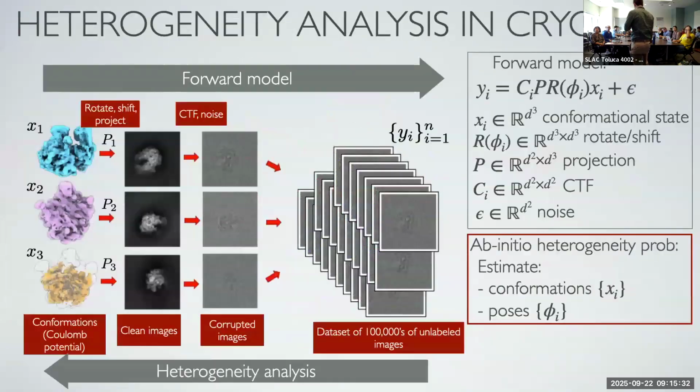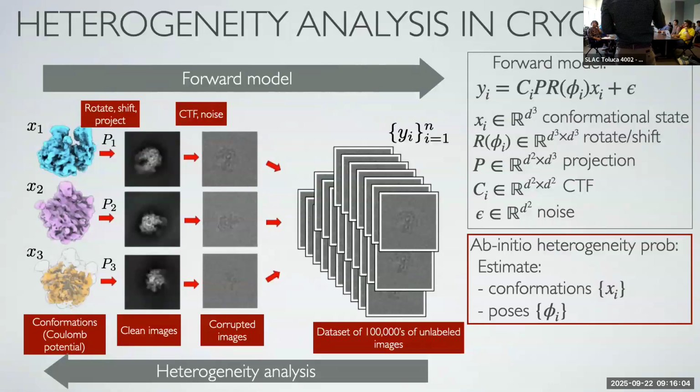So here's a mathematical description of heterogeneity analysis in Cryo-EM. What we're trying to recover is these states, denoted by x's on the left. What we're imaging is the Coulomb potential here. I'll think of this state x as a three-dimensional function that I discretized on a voxel grid. The x's are related to the observables, which are the images, as follows. Each of them is rotated, shifted, and projected into 2 dimensions.